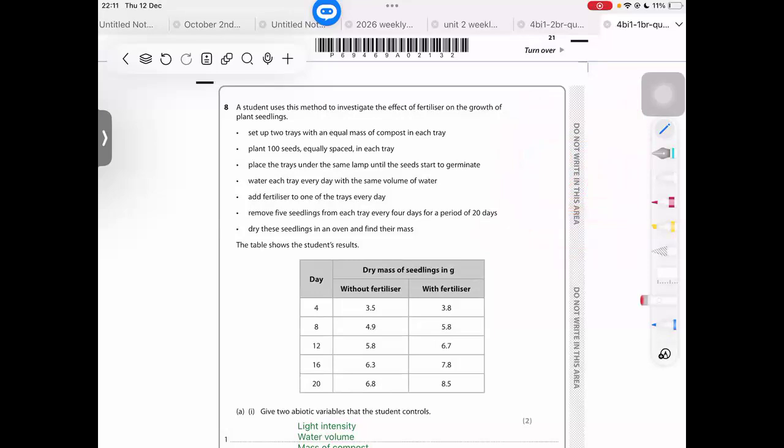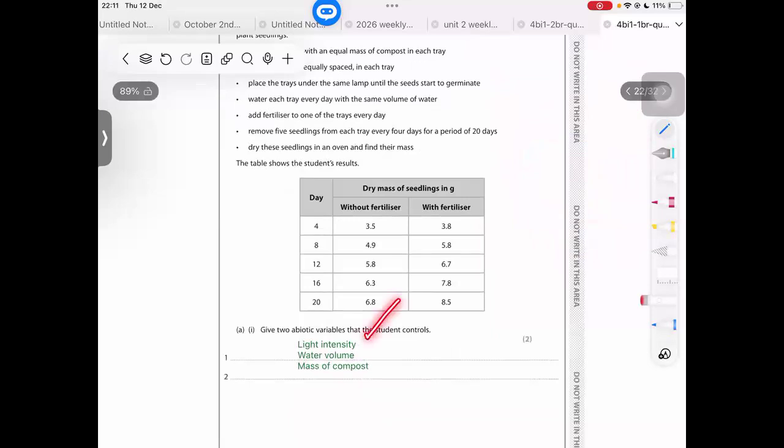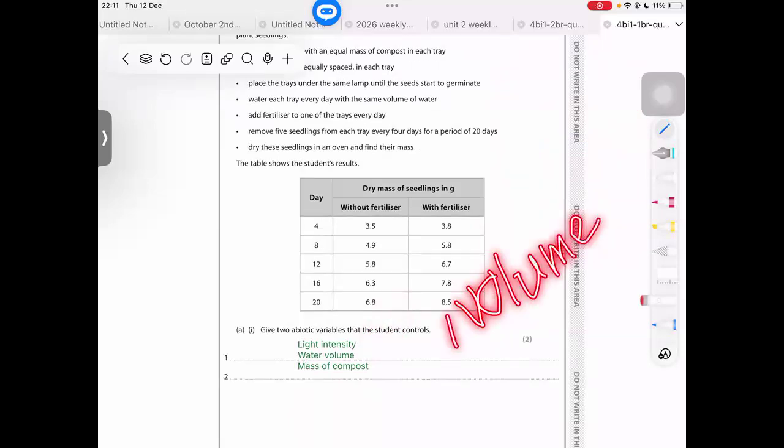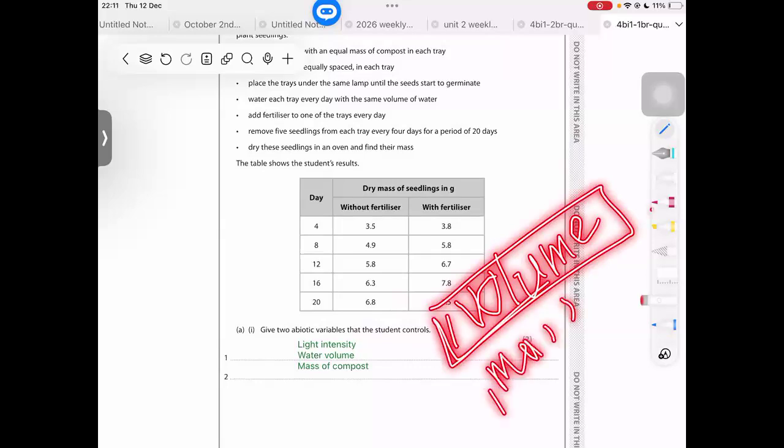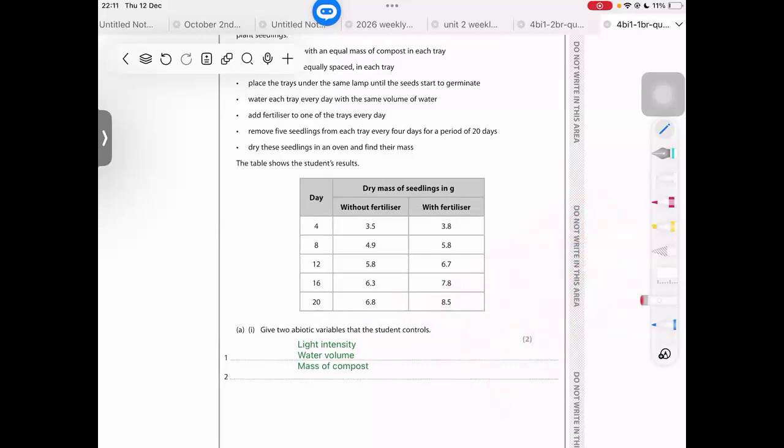So with that knowledge only, you can say light intensity is given. Light intensity is an abiotic variable that the student can control. The amount of water, don't write amount always. In these Cambridge and Edexcel examinations, you always have to give the particular measurement, that means it should be either volume, mass, something like that. When you write amount, it's not science.